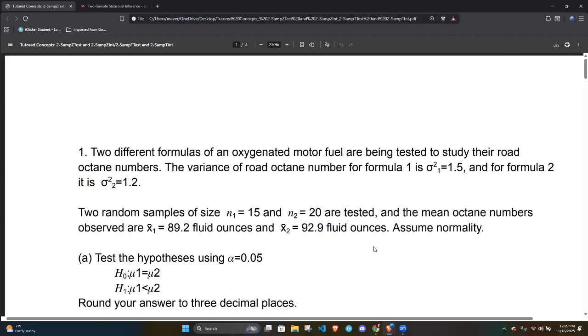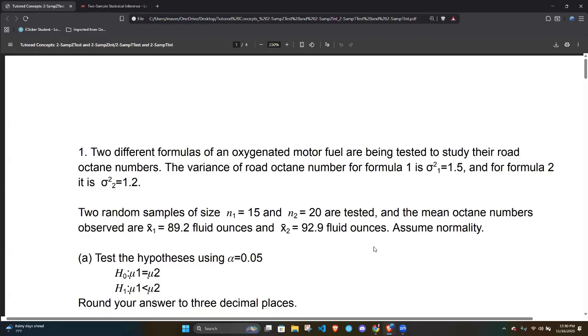So for part A, we want to test both the hypotheses using an alpha value of 0.05, where the first hypothesis is the population mean 1 is equal to the population mean 2, and the other hypothesis being that the population mean 1 is less than the population mean 2. And both of these hypotheses are pretty much the same thing as saying, for the first one, H naught, being that the difference of both the population means is equal to 0, or the difference of the population means is less than 0.